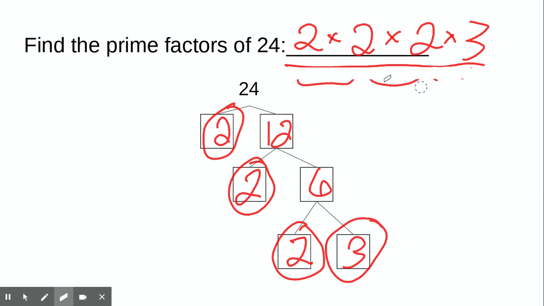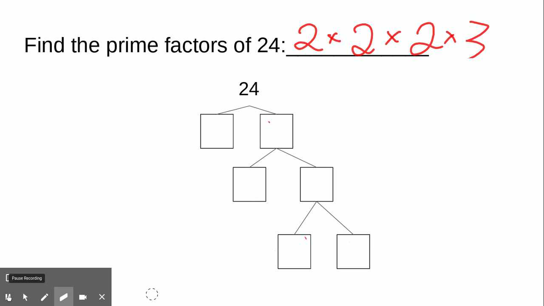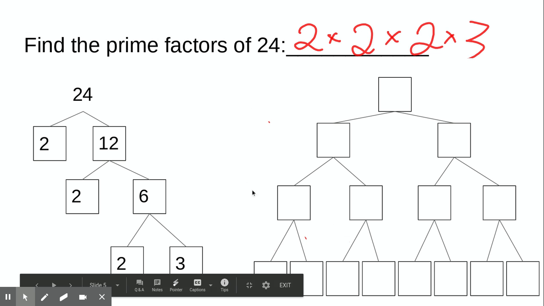All right, let me erase our board here and then we will move on to the next problem. All right, now that we've got it erased, let's move on to the next problem. Off to the left here, this is what we just factored 24 out into.